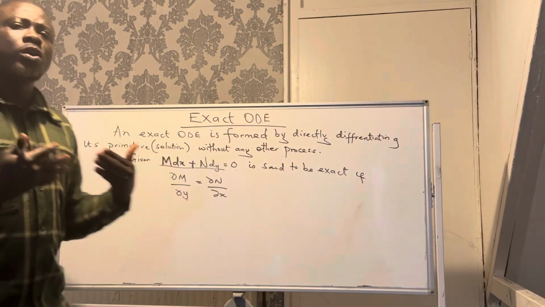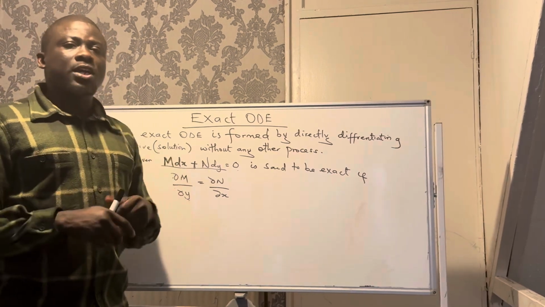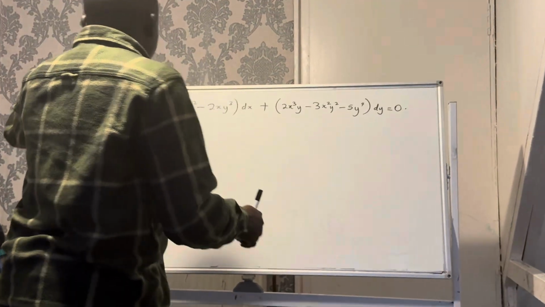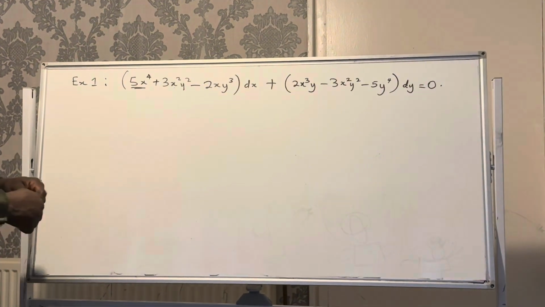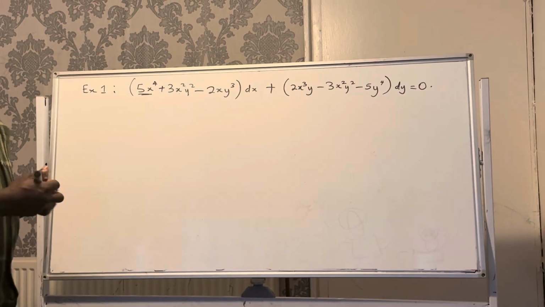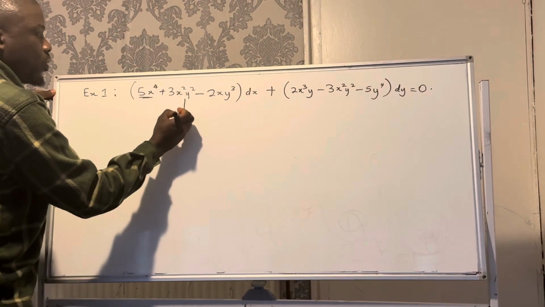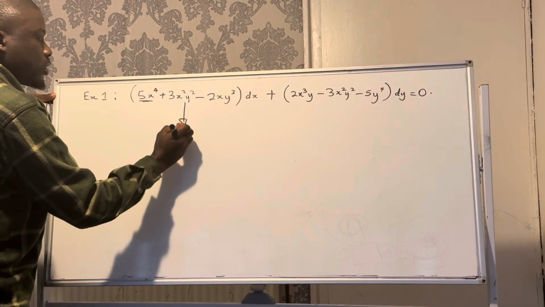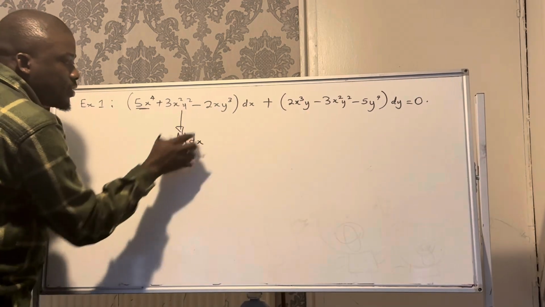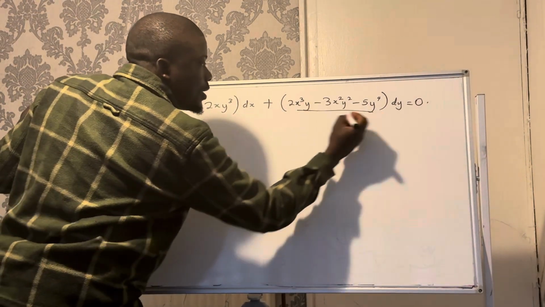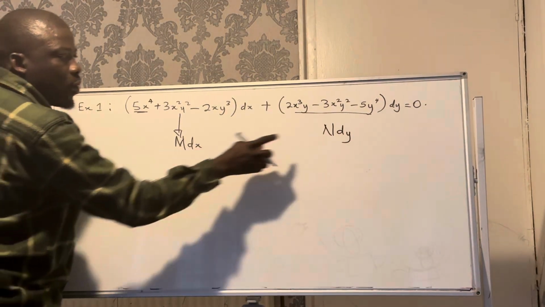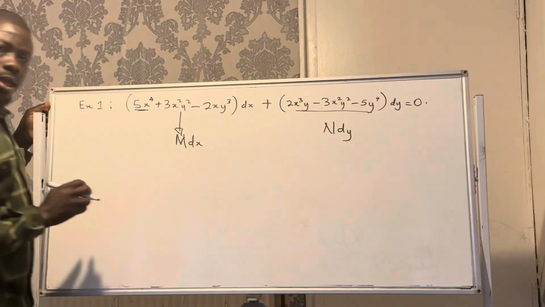Now, how do we solve problems related to exact ordinary differential equations? Let's solve this example. In example 1, we are given this differential equation. How do we go about it? The first value you have here is denoted as M dx. So the whole of this is M, and the whole of this is N. So we have M dx and we have this to be N dy.